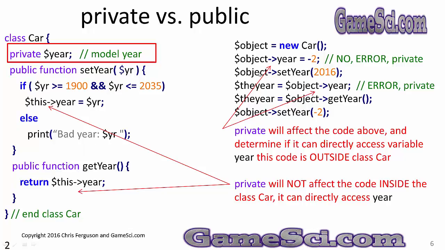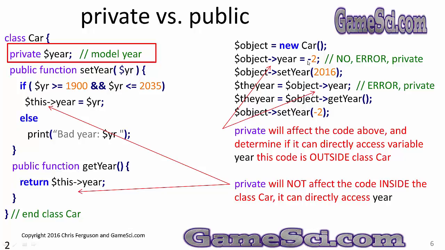Outside the class. If you look at these two arrows over here, this code is outside the class car. So I build a car object and then I immediately try to change the year variable. Nope, can't do it. This is an error. Because the variable is declared private, objects cannot change its value directly. The object cannot change the value of the year variable.